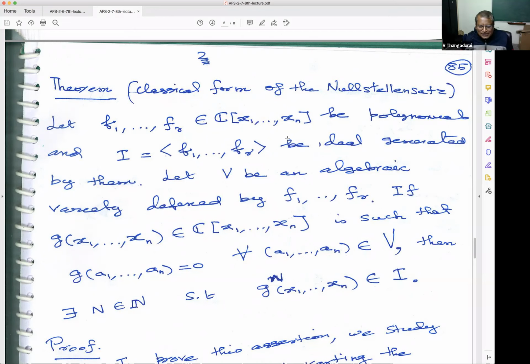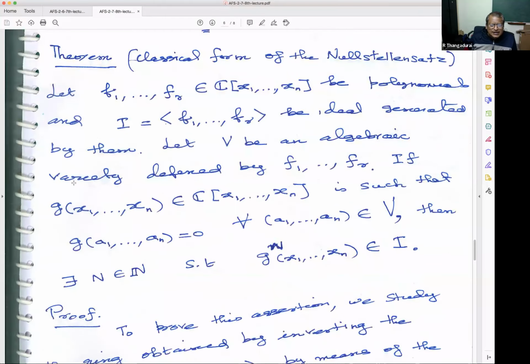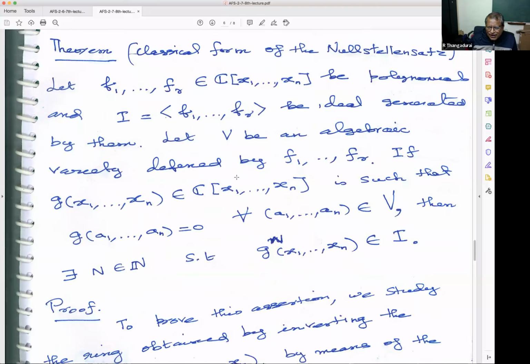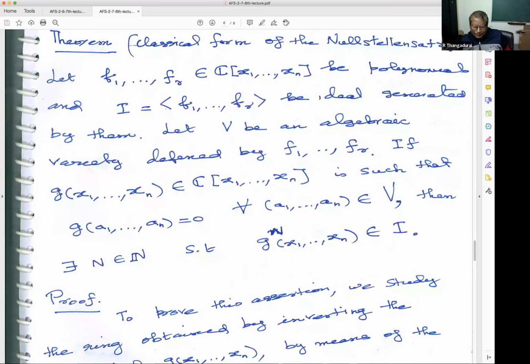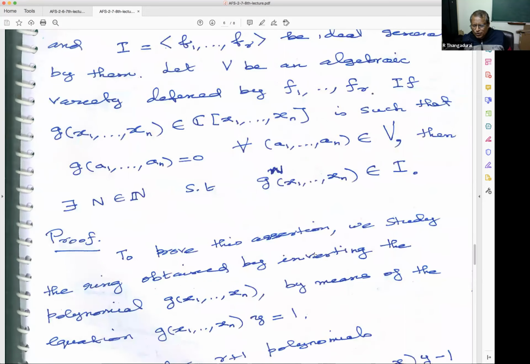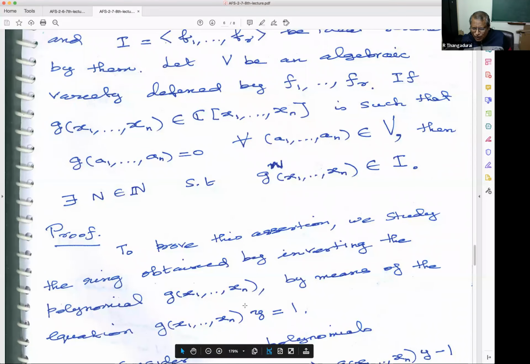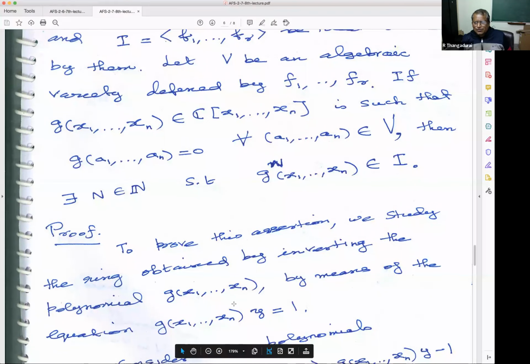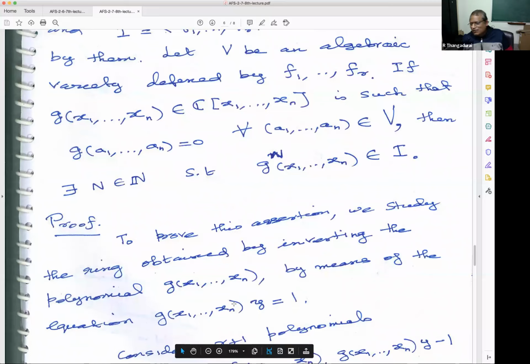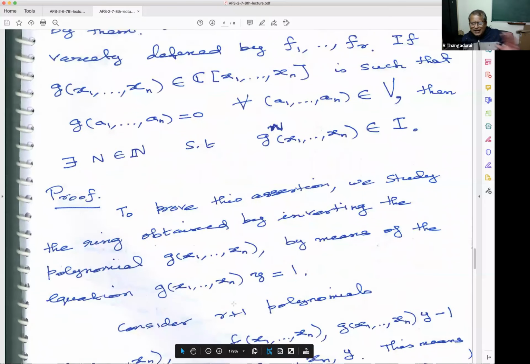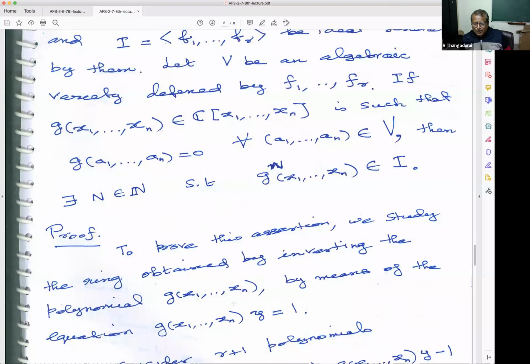Likewise we are going to do here. g is an element given in this ring. What we are going to do is insert the inverse of this element. It means we are going to look at this polynomial g of x1, x2, ..., xn times y equals 0, where y is a new variable. So that means we have to go modulo something. Already there is an ideal I given to you in n variables, generated by f1, f2, f3, ..., fr.